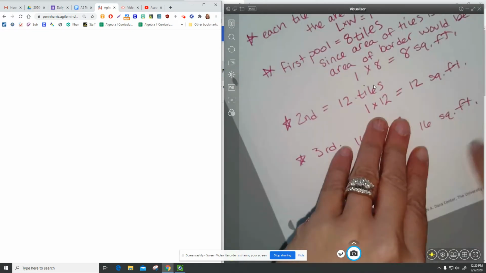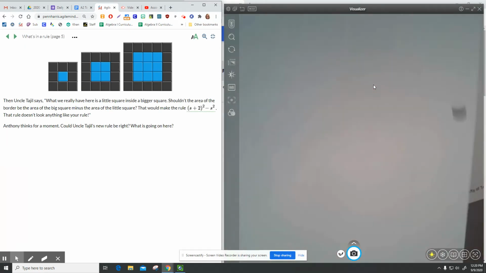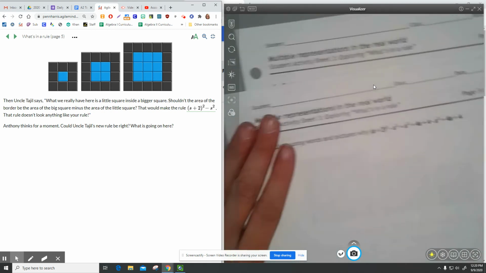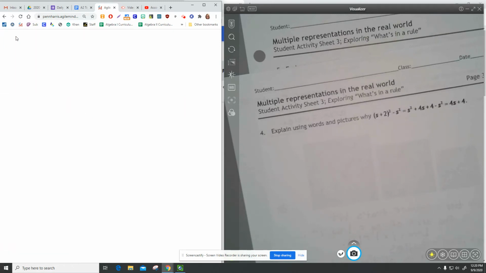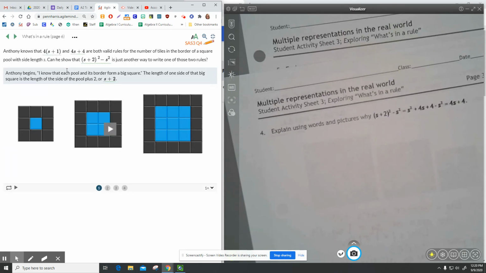Okay, so again, let's go ahead and turn our page. Flip your page over. Okay, we are on to question number 4. Trying to catch myself up on Agile Minds here. So they want us to explain in words why (s plus 2) squared minus s squared equals all of this, which equals that. Well, this is a lot to deal with, guys.